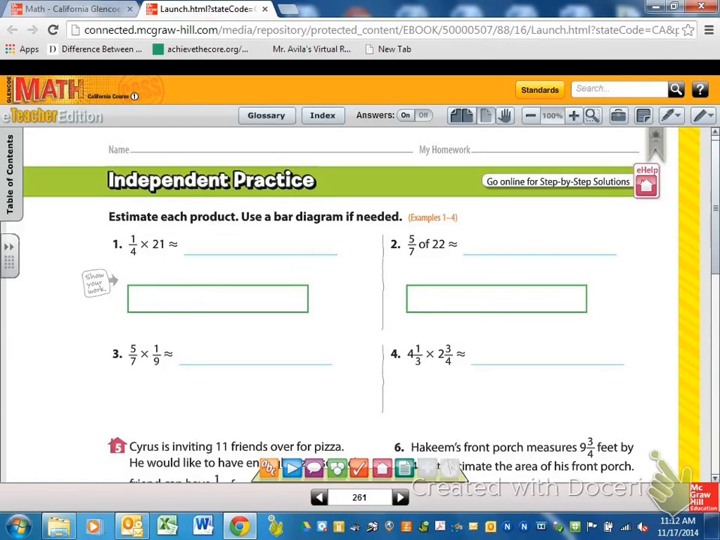If you look at number 4, 4 1/3 times 2 3/4. I'm estimating the whole numbers. I'm estimating 4 1/3, and I'm estimating 2 3/4. So I do not want this to be a fraction. So 4 1/3 is closer to 4. 2 3/4, one more fourth and it's going to be 3. So I'm going to raise 2 3/4 to 3. So 4 times 3 will be 12.